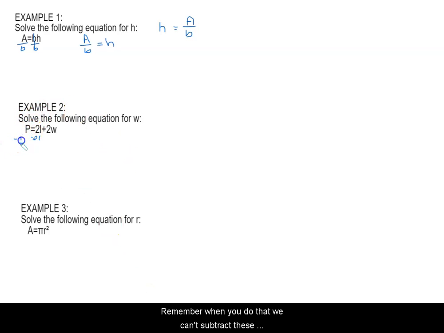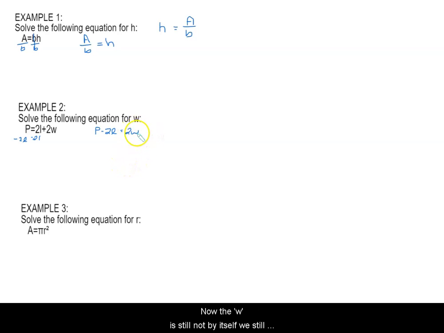So remember, when you do that, we can't subtract these variables because they're not the same. P is not the same as L. So we actually have to write that as two separate terms. So we would have P minus 2L equals 2W.